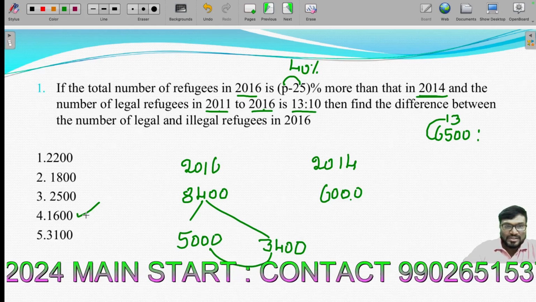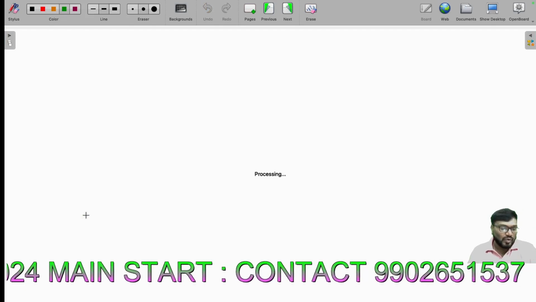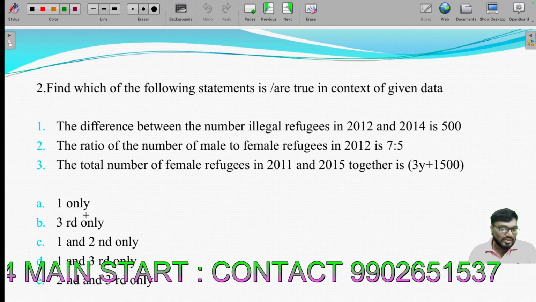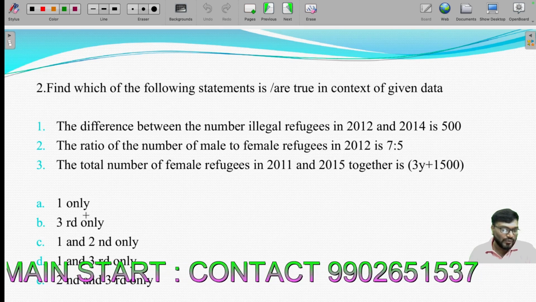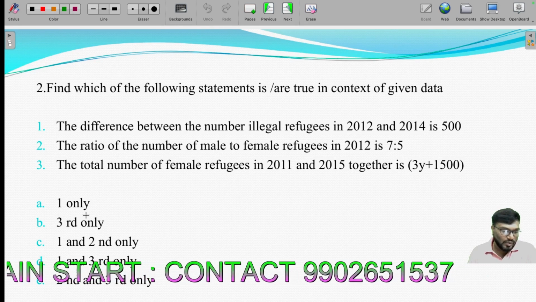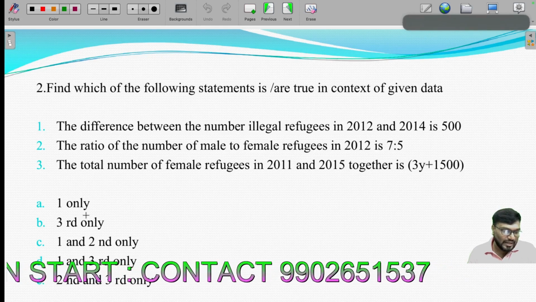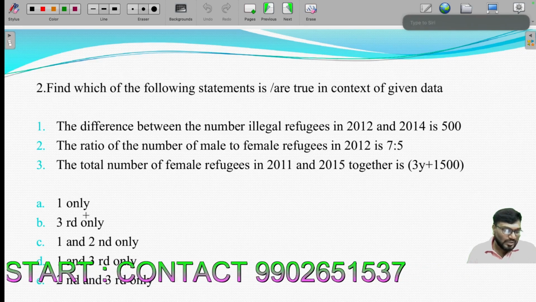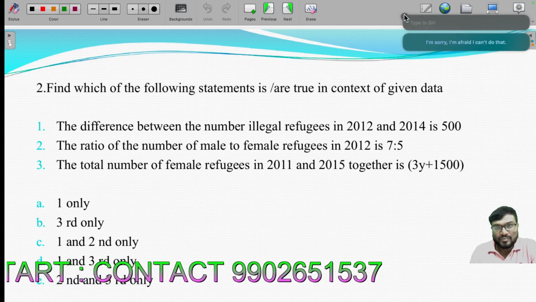Even the second question, if you see here, what they are talking about. In the second question, you can easily get the data we have here.